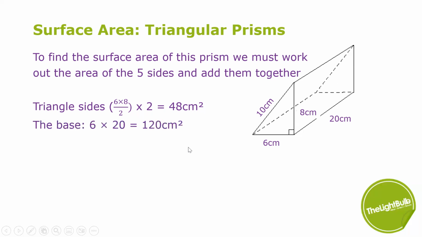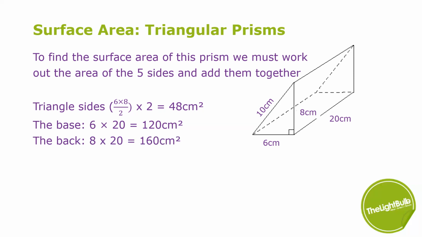Okay, we're then going to look at the base of this triangular prism. Now, this is a rectangle, and the length of it is 20, the width of it is 6, so 20 times 6, or 6 times 20, gives us 120 centimeters squared. We'll then look at the back edge of this triangular prism. Once again, the length is 20, and this time we're dealing with the height, which is 8, so 20 times 8 is 160 centimeters squared.